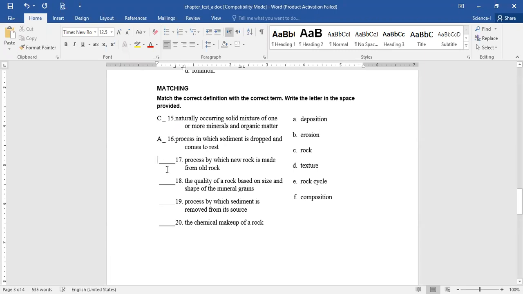Then question 17. The process by which new rock is made from old rock. A new rock is formed from an old rock. So this process is, we'll call this, let's see, Nura. Nura? Mark?